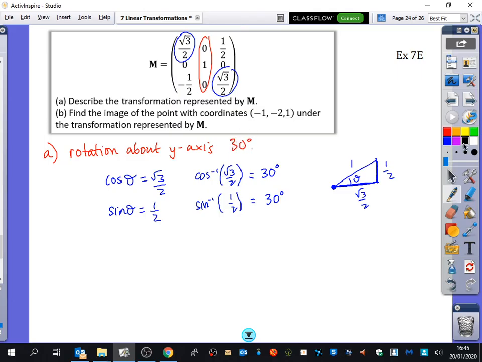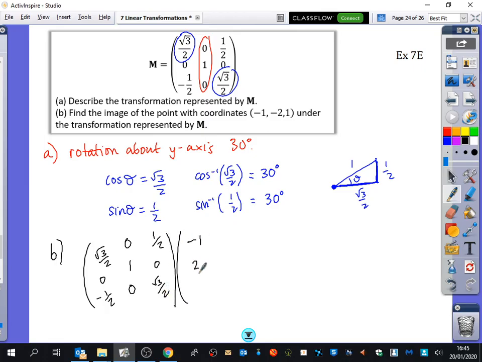Nearly there. Part B, find the image of the point with coordinates -1, -2, 1 under the transformation represented by M. What do you think we need to do with -1, -2, 1? Multiply it by the matrix. Good. You're just going to put it on your calculator because I've run out of energy. You're going to multiply it by -1, -2, 1, and you're going to get the coordinates of 3 different points that we've got here.